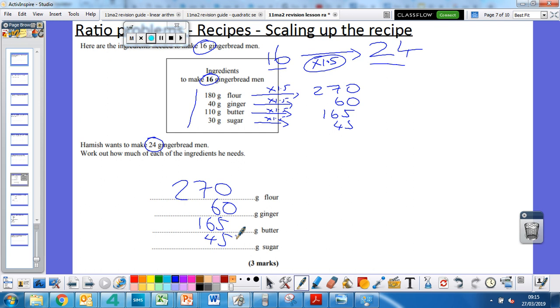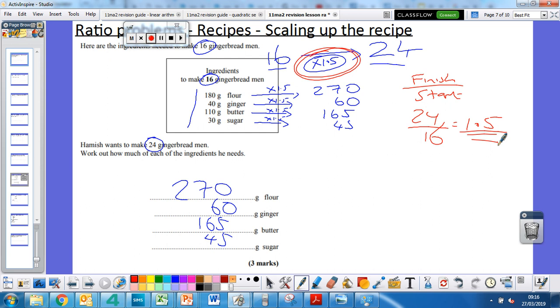The easiest type of problem you're given, simply scaling up the recipe, and the absolute key here was finding that multiplier. Remember, to find the multiplier, you just do the finish divided by the start. In this case, 24 divided by 16 gave the 1.5. If you remember anything, it's that multiplier, and then you can solve those problems.